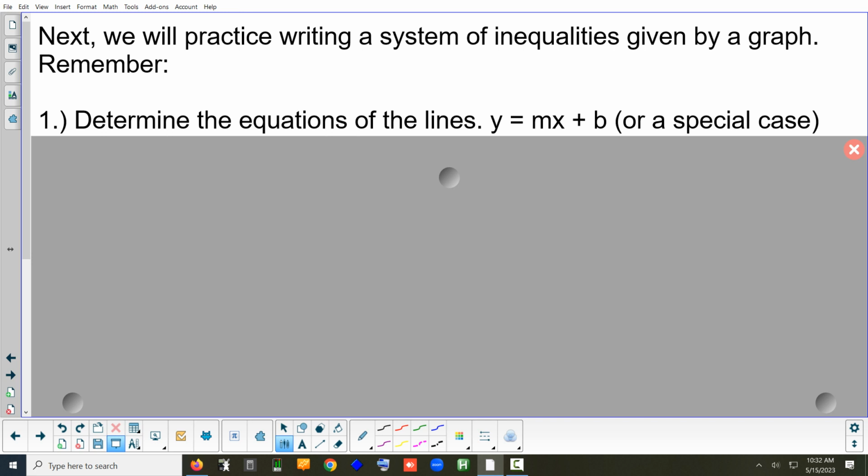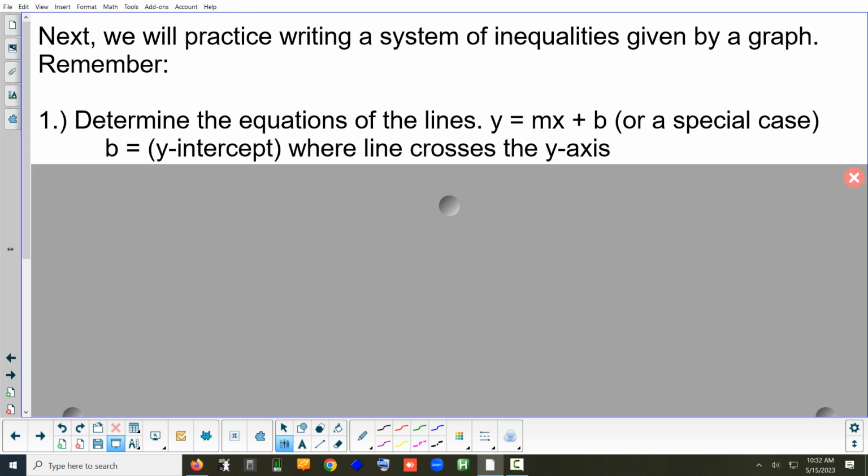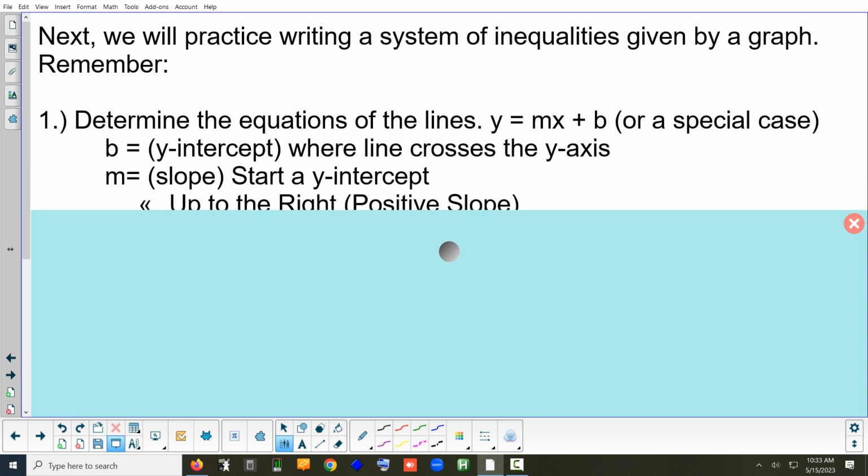Well, the first step is to figure out, is it going to be a regular case or is it going to be a special case? You'll know it's going to be a special case if it's horizontal or vertical. If both of the lines are on diagonals, then that's a regular case. If it is a regular case, there are 2 numbers you need to figure out. First thing you need is the y-intercept, and you can get that by looking at the graph and seeing where it crosses the y-axis.